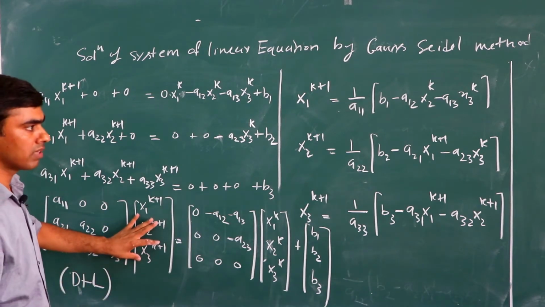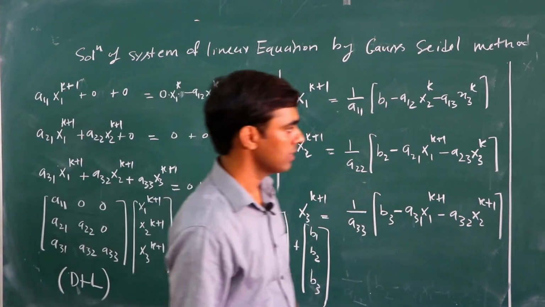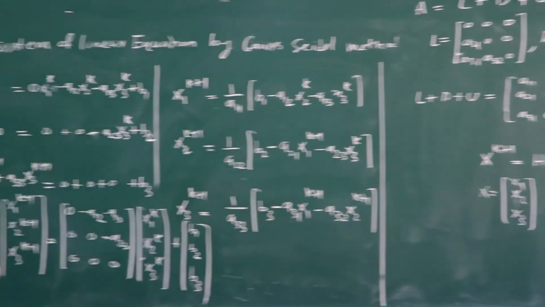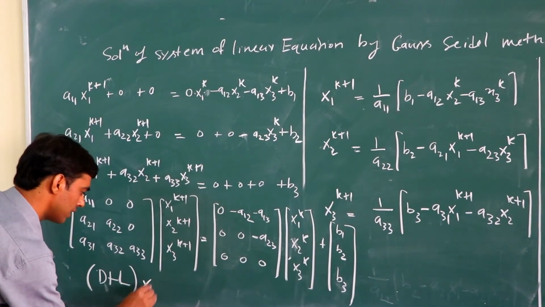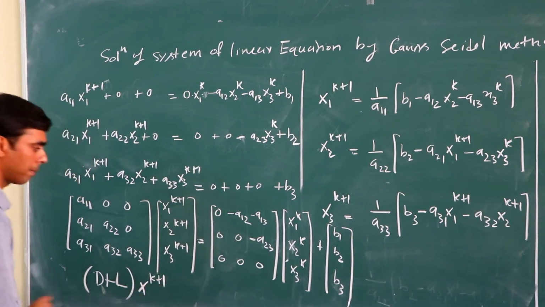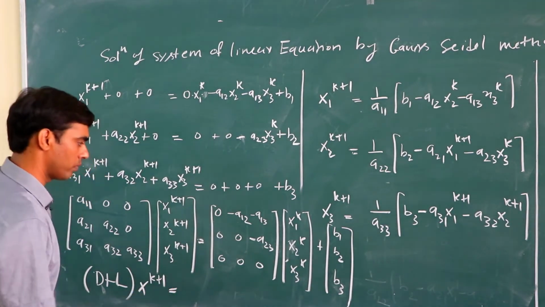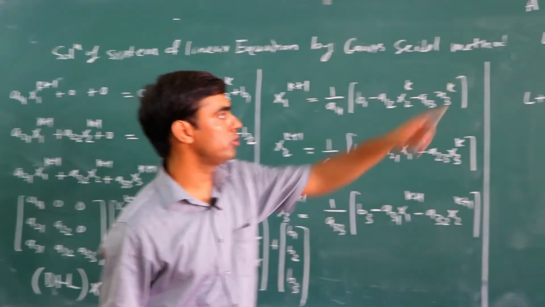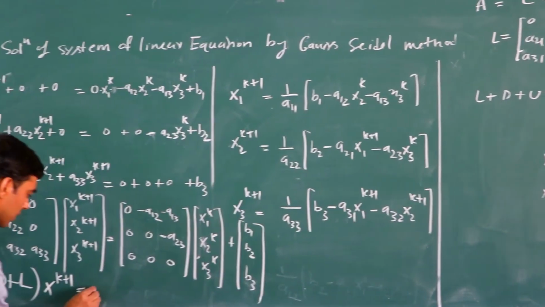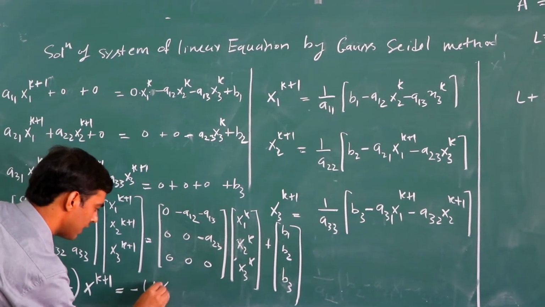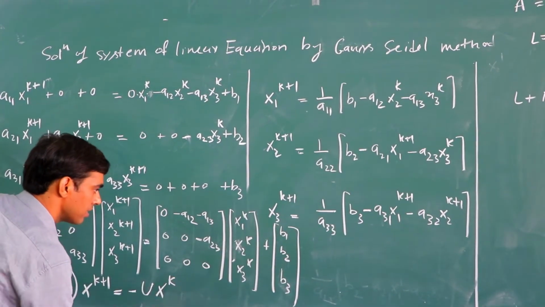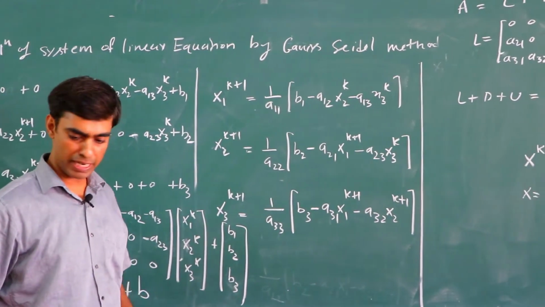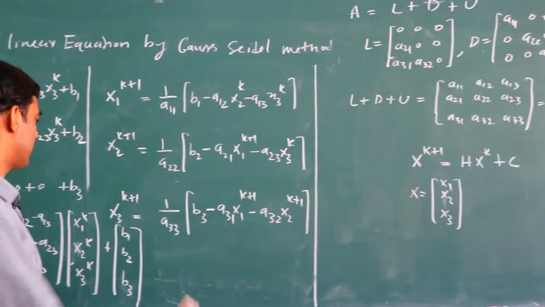Now in vector form, what do we write here? This one is x, x1, x2, x3. So x to the power k plus 1 equals minus U x k plus V. This one is a vector V in matrix notation.